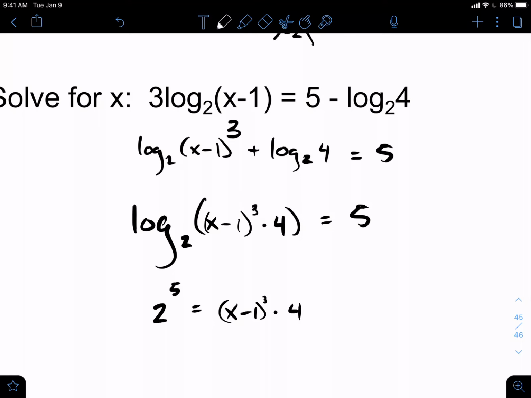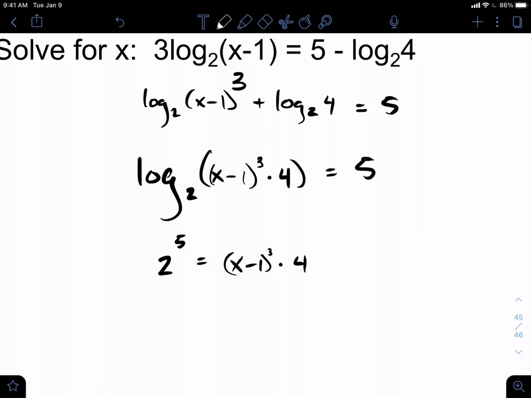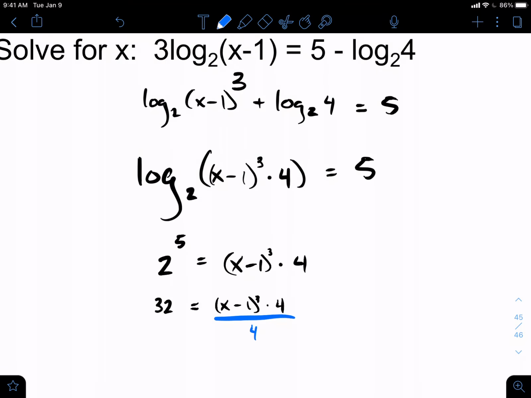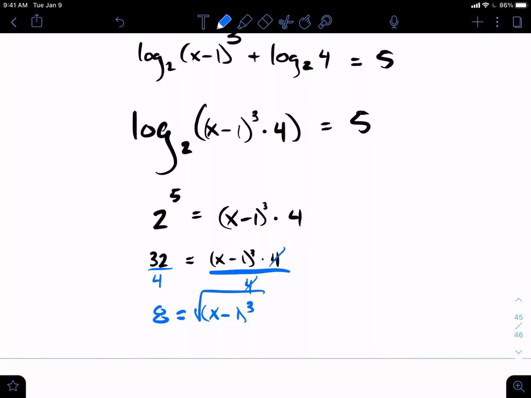To solve this, my approach would be, let's look at 2 to the 5th, which ends up being 32. x minus 1 to the third times 4. We can unhook that 4 using division, so let's divide both sides by 4. So I'm going to be at 8 over here, x minus 1 to the third. To undo the cubing of it, we can take the cube root. The cube root of 8 is just 2. So I'm going to get 2 is equal to x minus 1. Adding 1 to both sides, x has to equal 3.